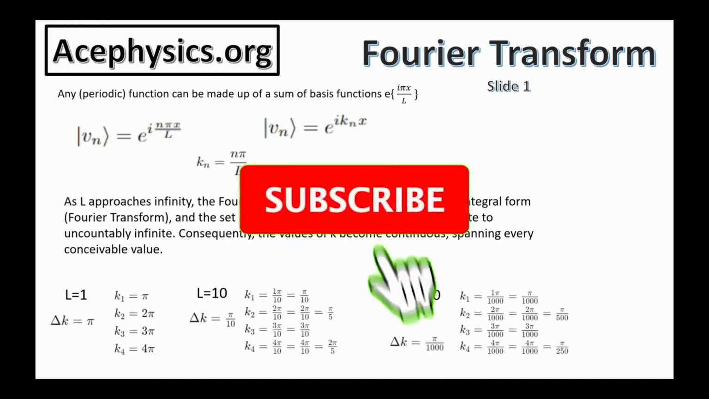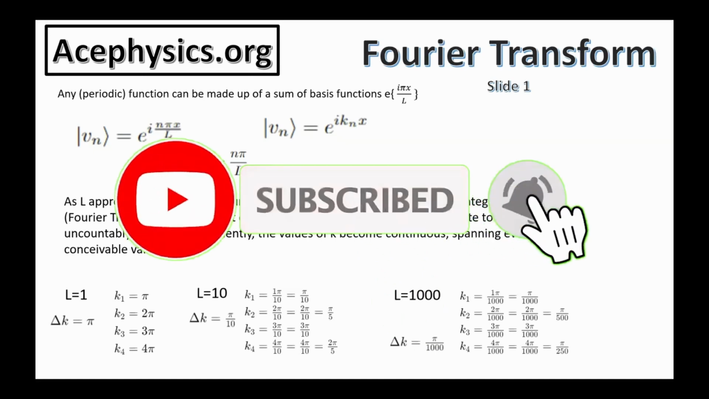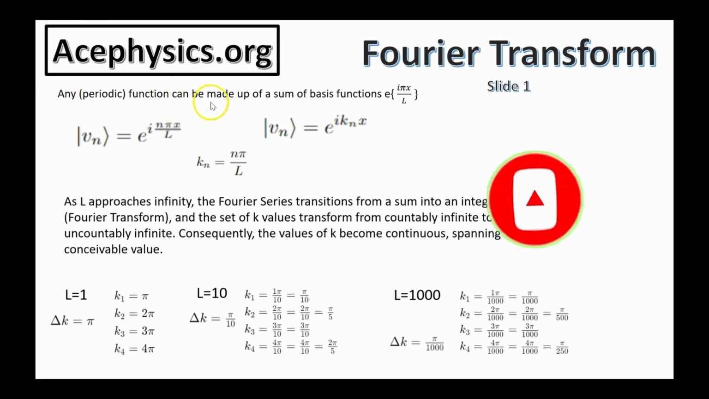Finally, we're going to move on to the Fourier transform, and this is probably the most important formula in all of quantum mechanics. Any periodic function can be made up of a sum of basis functions, we know this. These are the basis functions. This is from the Fourier series, e to the i n pi x over L. It's customary to write a wave vector k_n as n pi over L, and then you can write the function v_n as e to the i k_n x. These two are identical.